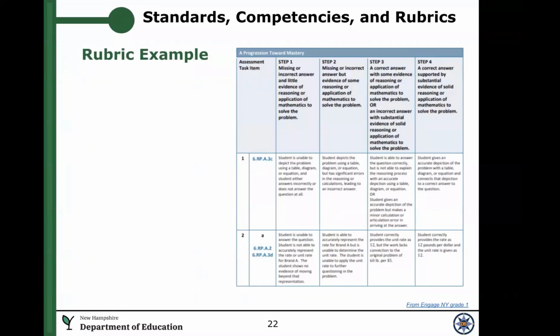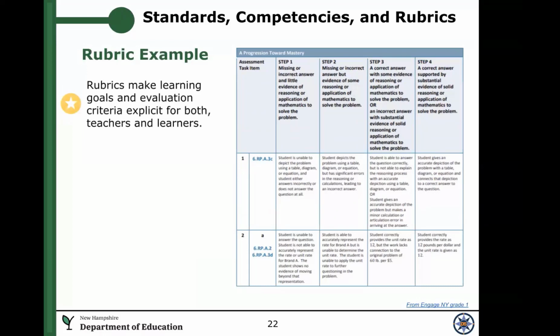For a rubric example, this is from Engaged New York. This is a 6th grade rubric, and it's helping us take a look at what the learning goals are and what the evaluation criteria is for both teachers and learners. As we get up through the grades and as we're in middle school, you could probably use this rubric with your students because they really start to understand it a little bit more. Whereas when we're looking at K-5, you might need a specific student rubric and a teacher rubric.